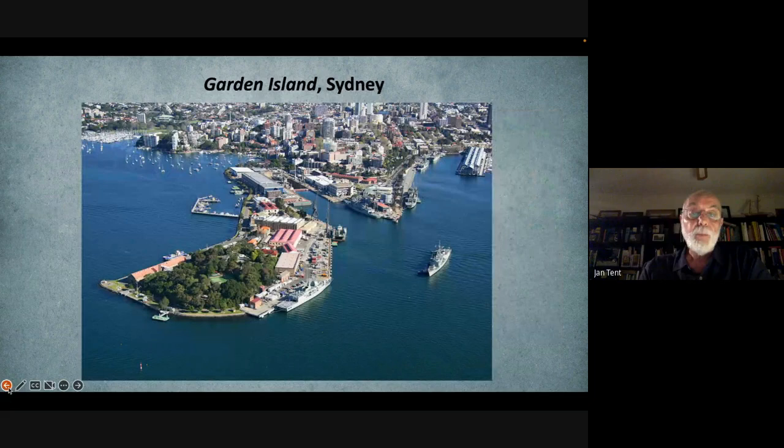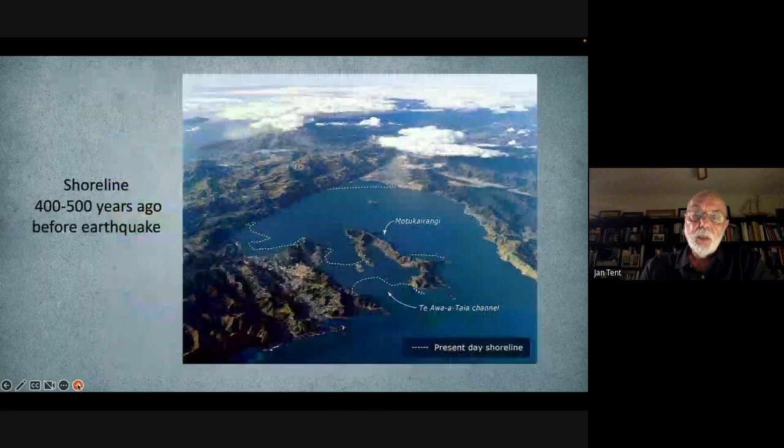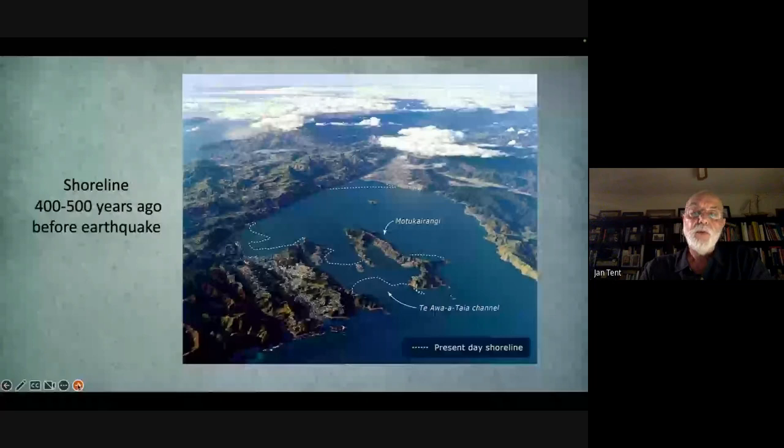A couple of other examples. This is a picture of the Miramar Peninsula in Wellington Harbour in New Zealand. The Maori name is Motu Kairangi, Motu meaning island, Kairangi meaning wonderful or chief. So you can see that it's not an island at all, but it bears the name Motu. Here's a picture of what Motu Kairangi used to look like some 400 or 500 years ago, before a massive earthquake took place and there was a raising of the land and the island was joined to the mainland.